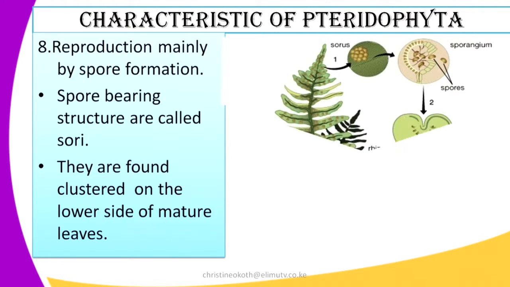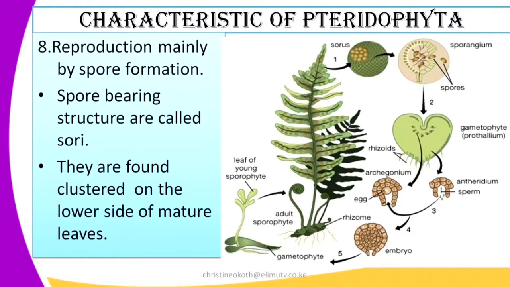Another characteristic of Pteridophyta is in reproduction. The reproduction is mainly by spore formation. The spore-bearing structures are what we call the sori. They are found clustered on the lower side of a mature leaf. Looking at the illustration, we have the sori. When the sporangium bursts out, it produces the spores which germinate. So we have the sperm cell and the egg cell. When they fertilize, they form an embryo which develops and forms another structure of a leaf.